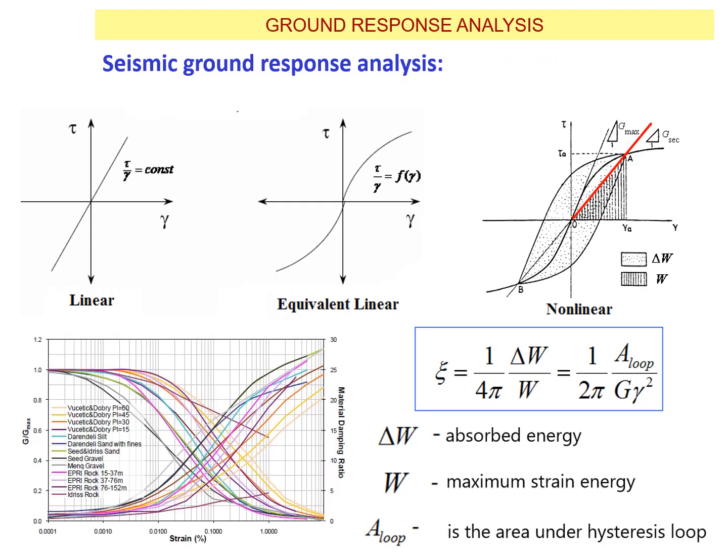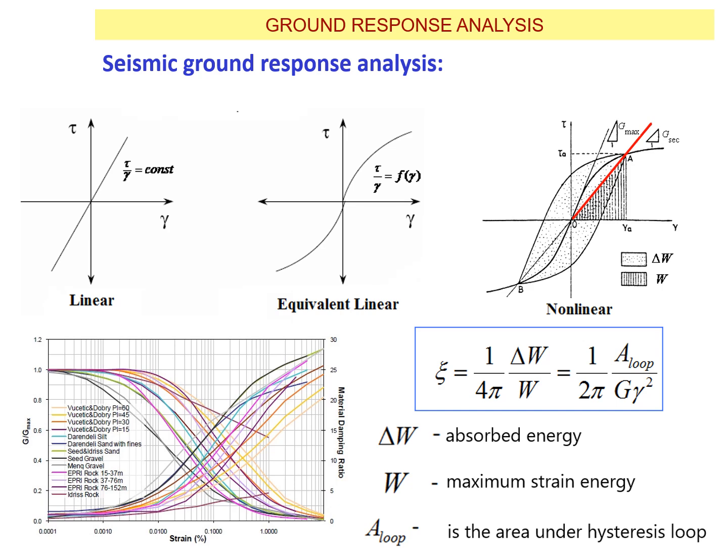How can we account for the seismic site effects? The most reliable approach is seismic ground response analysis. In total, there are three different approaches to ground response analysis: linear, equivalent linear, and nonlinear. Depending on what type of behavior of the soil material we are considering under earthquake loading, we call it linear or nonlinear ground response analysis. When we assume a linear stress-strain relationship of the material, we call it linear ground response analysis.